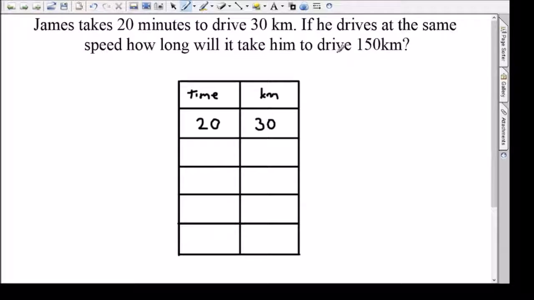We want 150 in here. So how many of these go into there? So you might spot that 5 of those go into 150. 5 lots of 30 is 150. So if I times by 5 there, I can get to 150 here. So I'm going to have to times by 5 there, and I get to 100. We can convert our 100 into hours and minutes, so 100, that's going to be 1 full hour and 40 minutes, isn't it? So the answer is 1 hour and 40 minutes.